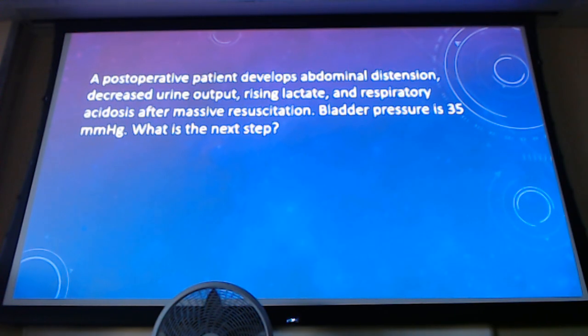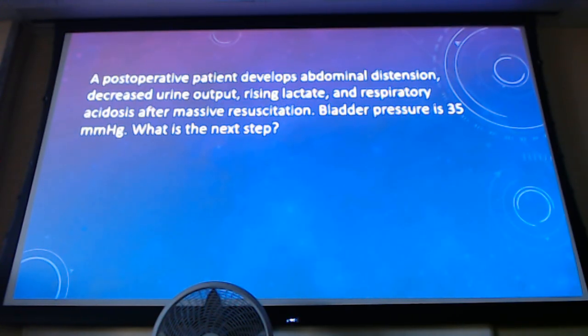What do you suspect is happening? I don't even have to tell you what type of surgery they had, right? They have abdominal distension, decreased urine output, rising lactate, right? They've had massive resuscitation, whether it's with fluid or blood.